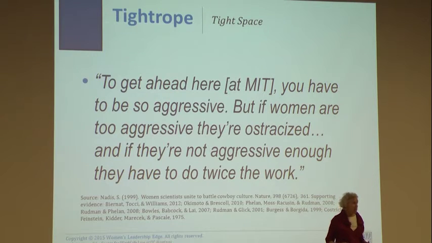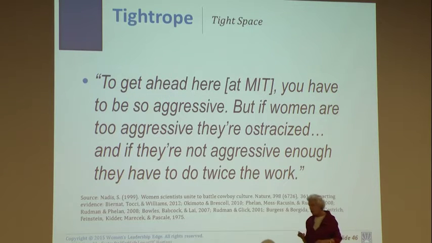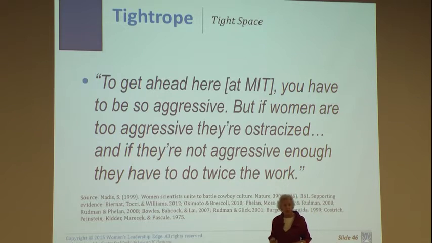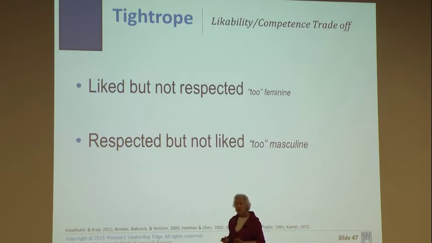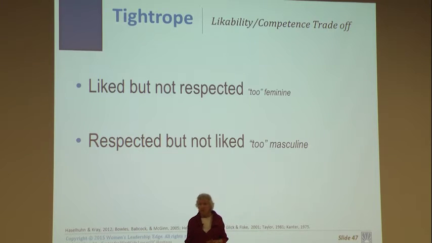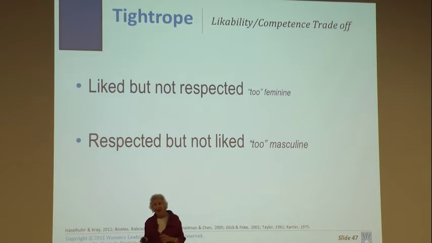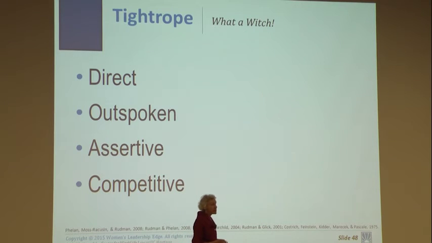In STEM, they report far more pushback, far more pressure to behave in feminine ways, and far more pushback if they don't than any other group of women. But it's true for all groups of women. Because of those prescriptive stereotypes, women often feel they have to choose between being liked but not respected if they're modest, self-effacing, and nice, or respected but not liked if they're direct, assertive, outspoken. That's the tightrope. Sometimes called the likability competence trade-off for women.